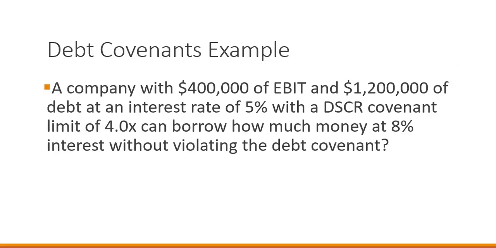Now, the question is, this company is interested in borrowing an additional amount of money. Current interest rates are 8%. What is the additional amount that the company can borrow such that the loan payments they're going to make, which are going to increase total debt service, won't create a situation in which the debt service coverage ratio goes below 4?